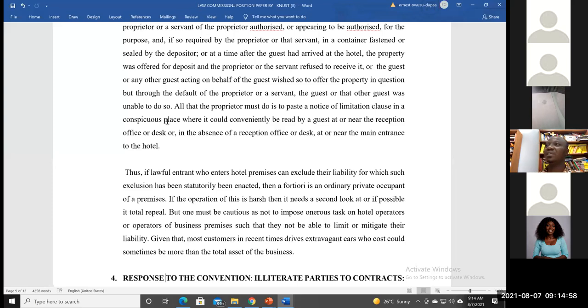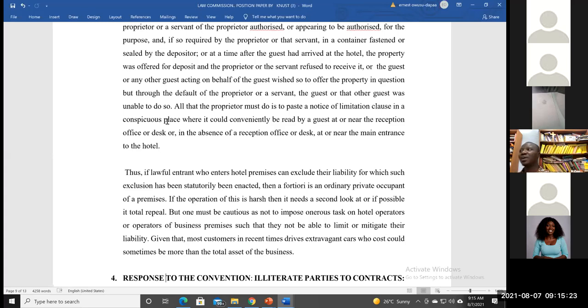Are we overburdening those in charge of premises, not even only hotels, in terms of the safekeeping of things that visitors bring there, especially their cars and things like that? These are matters which are not settled.